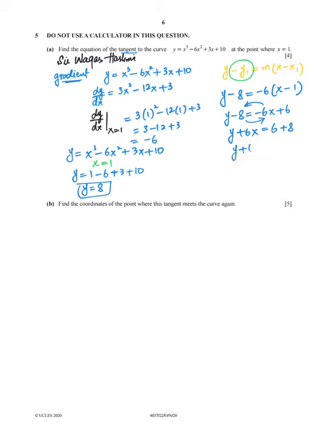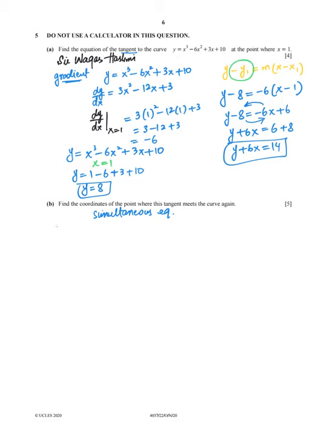So y plus 6x equals 8 plus 6, it's 14. That is your answer. In your next part, it says find the coordinates of the point where this tangent meets the curve again. For such types of questions, we need to apply simultaneous equations, right? And how are we going to do that?